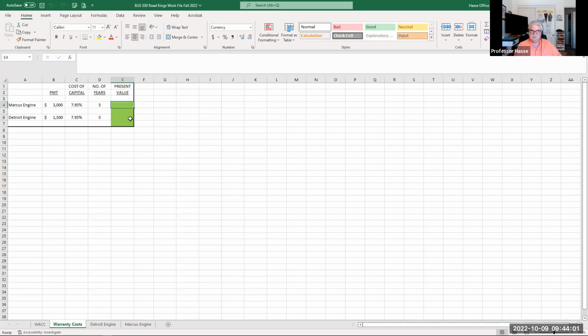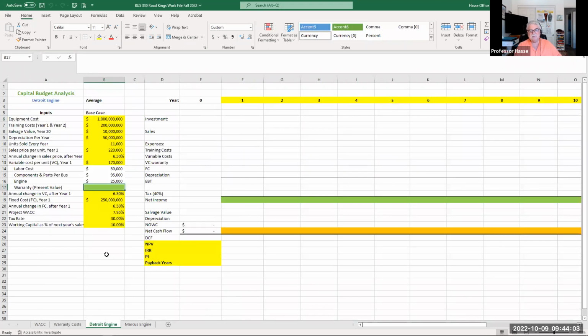Once you get that number, then you go back to your analysis, put that number here, and that number will be multiplied by the number of units you're producing every year, and that's going to be the same every year. Why? Because if you included the inflation rate in your warranty calculation, you don't have to worry about inflation because you got it covered in the present value analysis. You do have to worry about inflation for the other variable costs. That's why we keep that line separate.